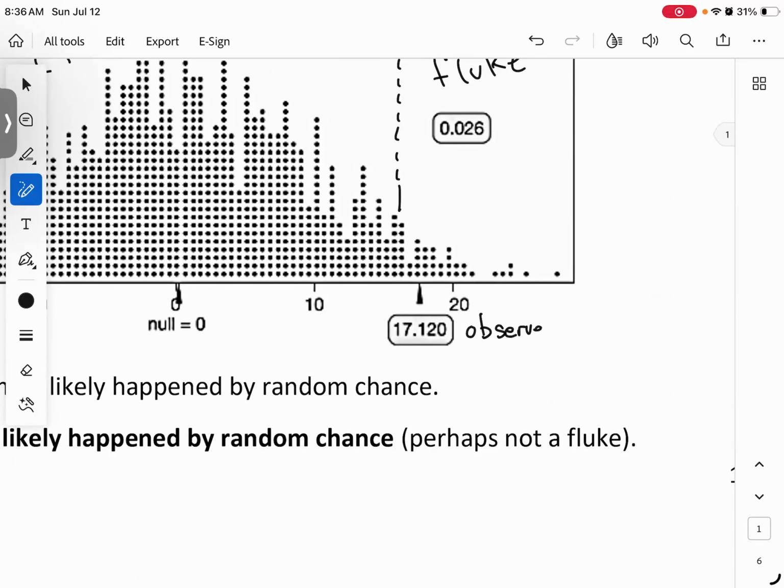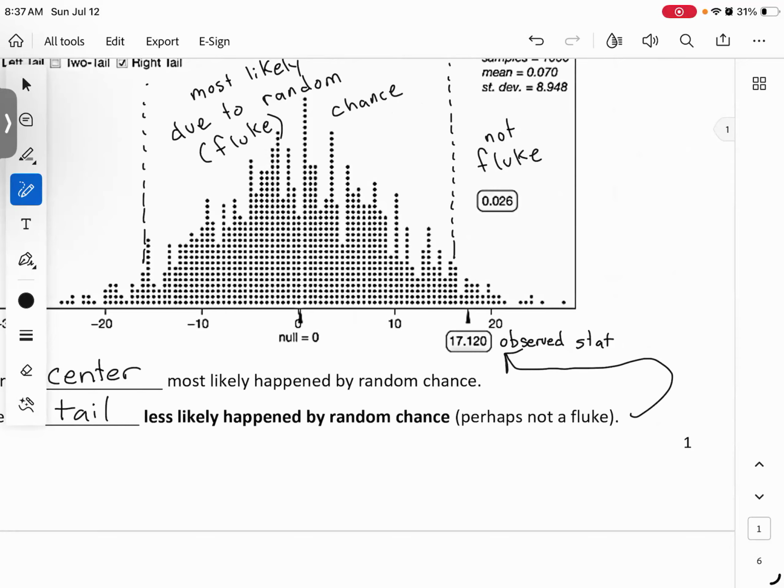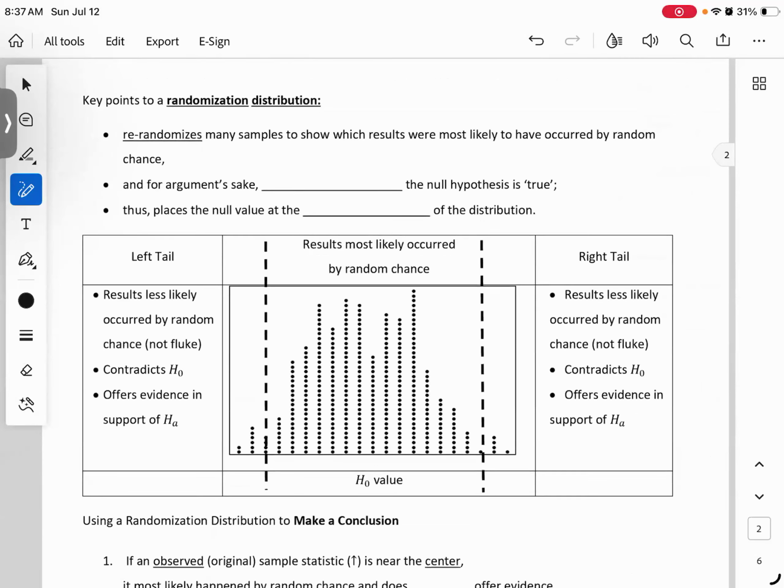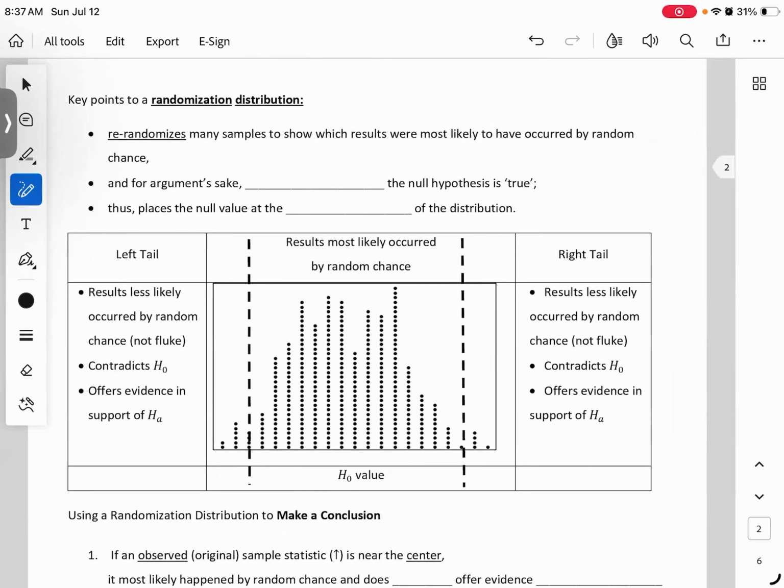And then anything that's out on the tail, and we'll say in a little bit anything that's on either tail, was probably not a fluke, or there's a smaller chance that it was a fluke. And that's all I'm going to say about this first page, because usually this section starts to feel very, very heavy on the conceptual side.